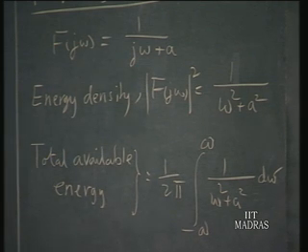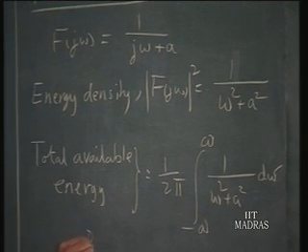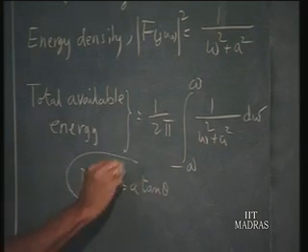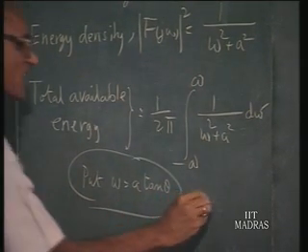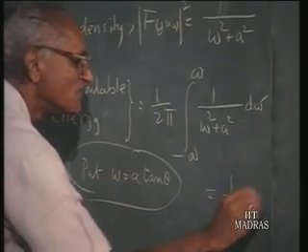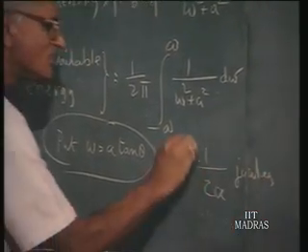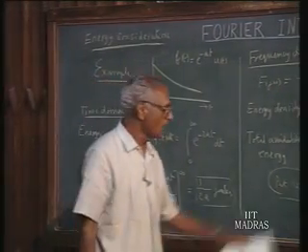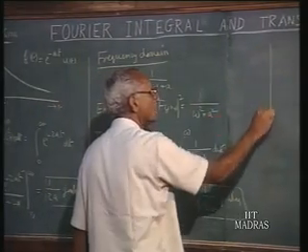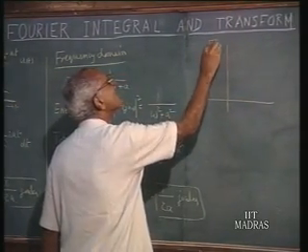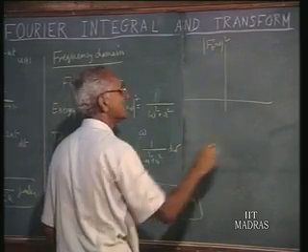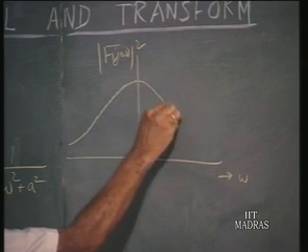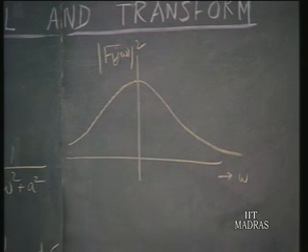And this can be shown by substituting, put omega as a tan theta, and carry out this integration, and you can show that this is indeed equal to 1 over 2a. Which is exactly the result that we have obtained earlier. If you plot f of j omega squared versus omega, the energy density as a function of frequency omega, you will get a curve like this. So this is the energy density.